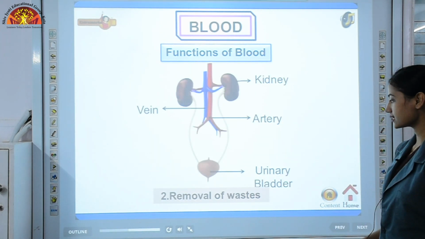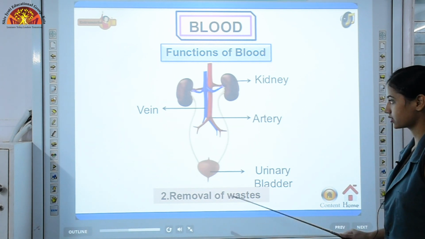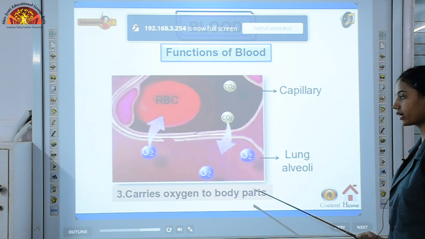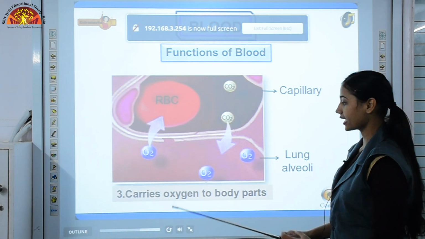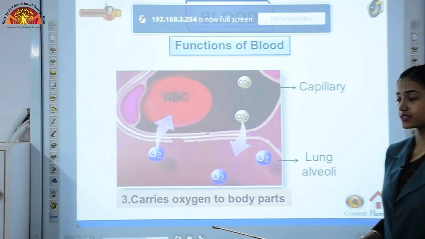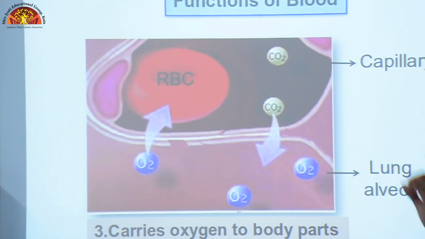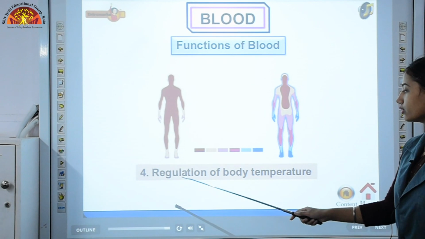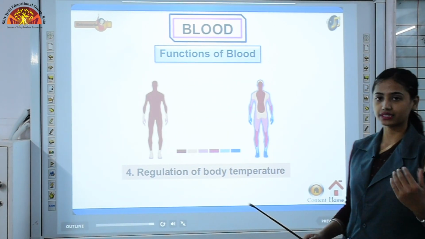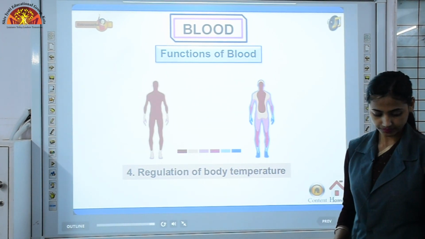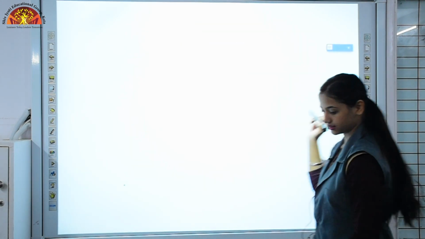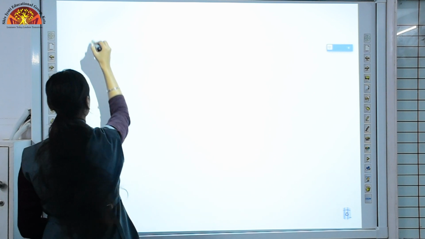Another function of blood is removal of waste through the kidney. Then it carries oxygen to body parts, and it carries carbon dioxide from body parts to the heart. We will discuss it in detail later. Another function is regulation of body temperature. It maintains our body temperature. Now blood, the first component of the circulatory system.